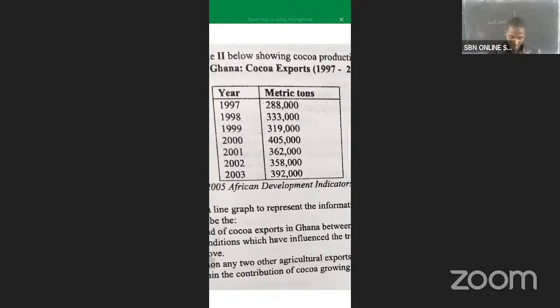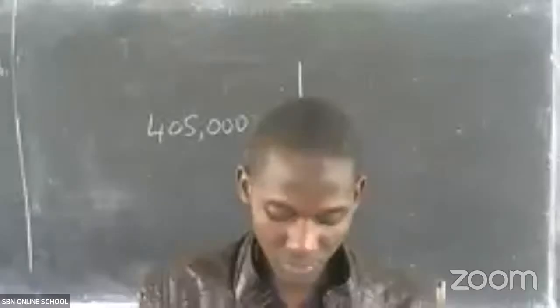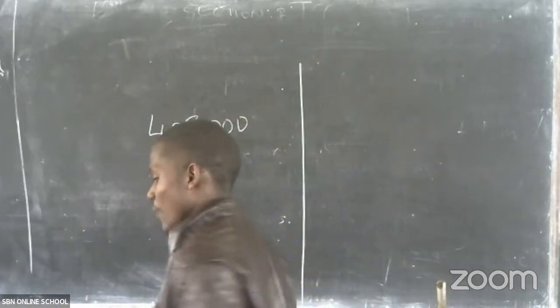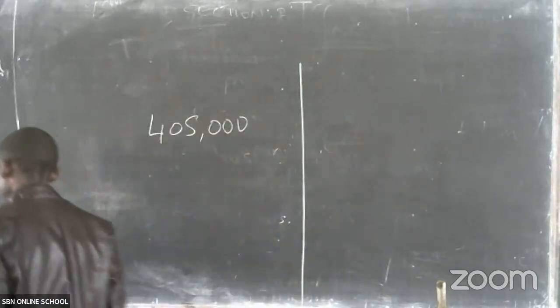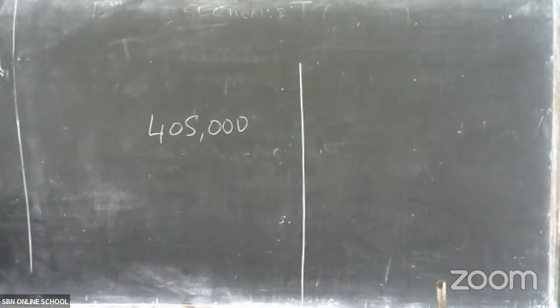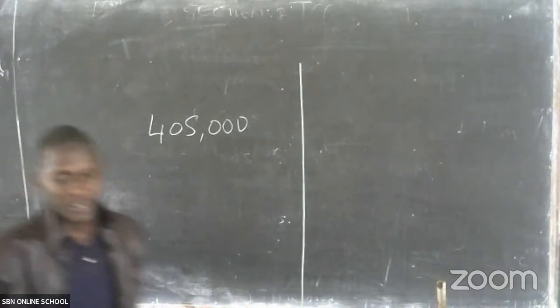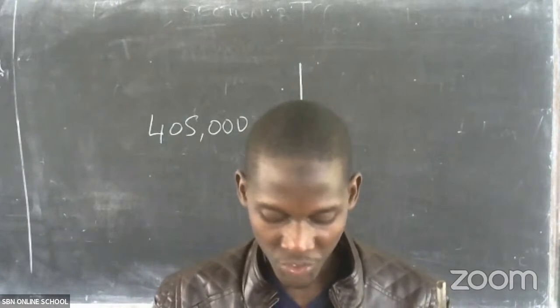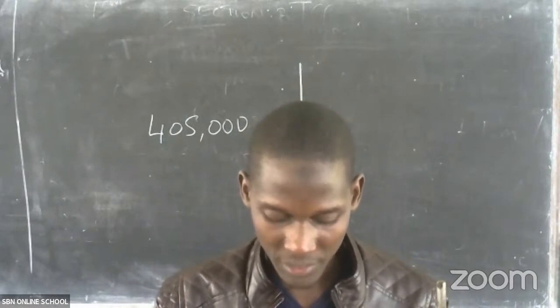Now, this is what we do. Be observant here. First of all, let me go back and show you the step which we have missed.